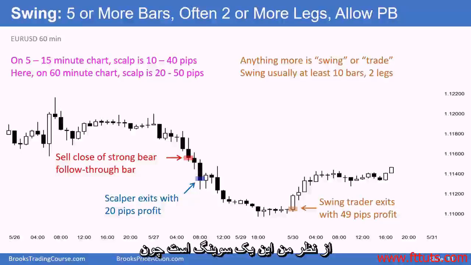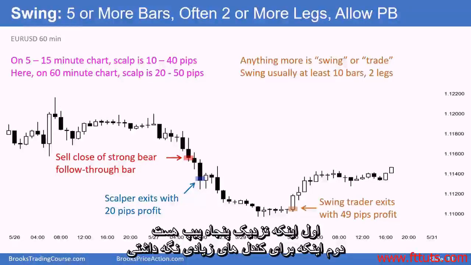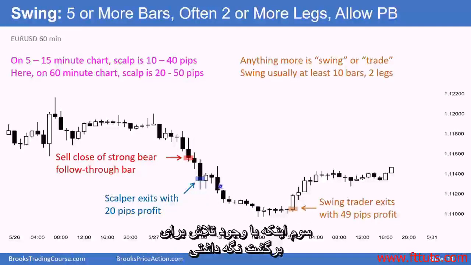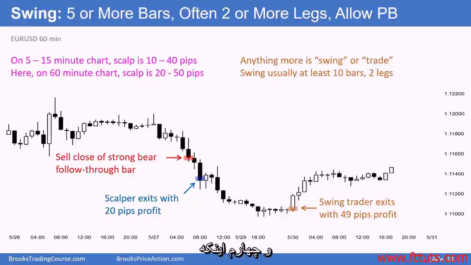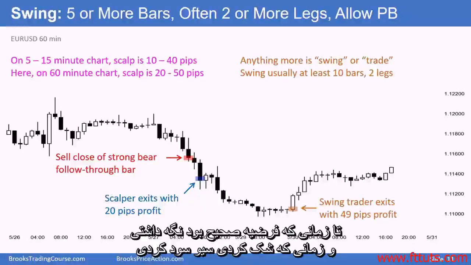And I would call that a swing trade. First of all, because you're around 50 pips. Second, you held for a lot of bars. Third, you held through a reversal attempt. And fourth, you held as long as the premise remained valid, and you only exited when you thought the premise may no longer be valid.